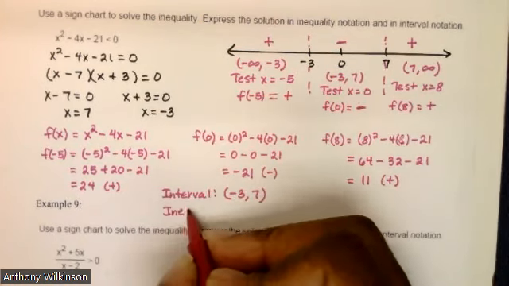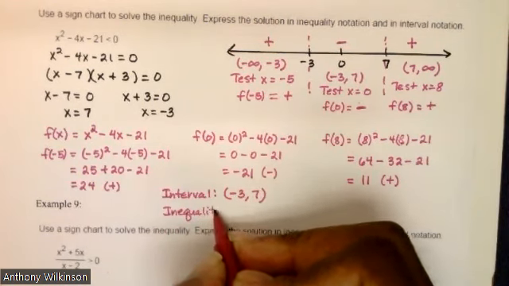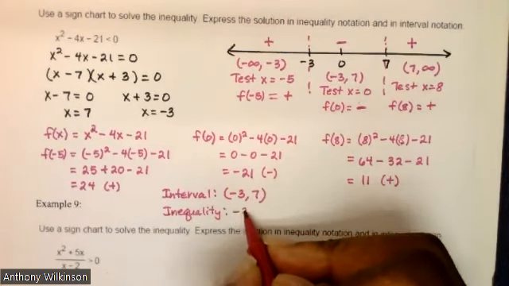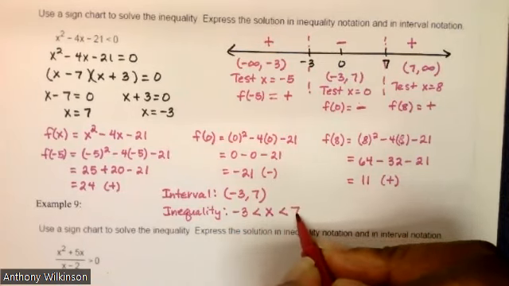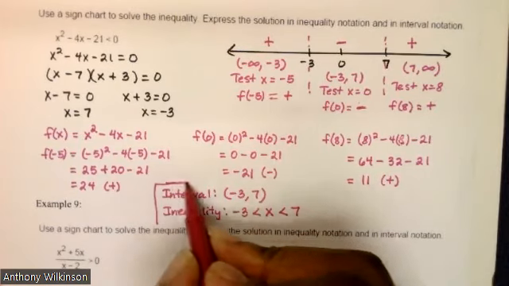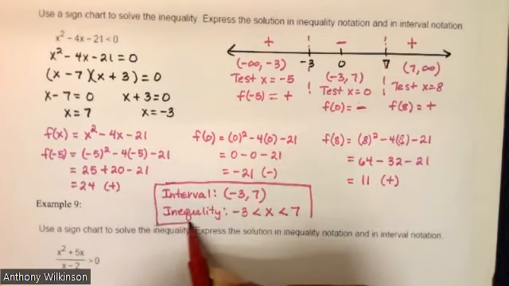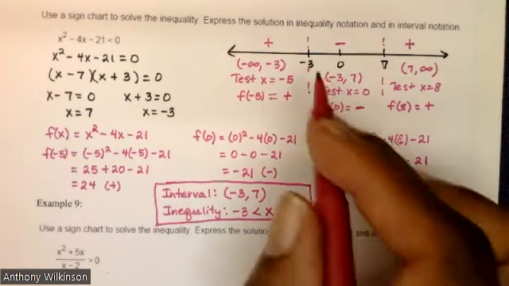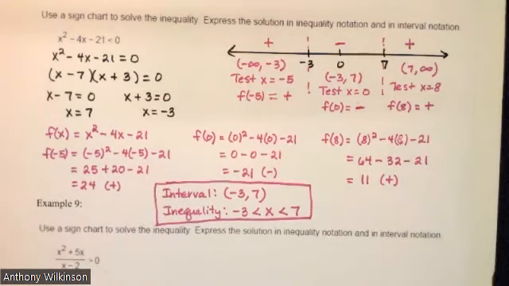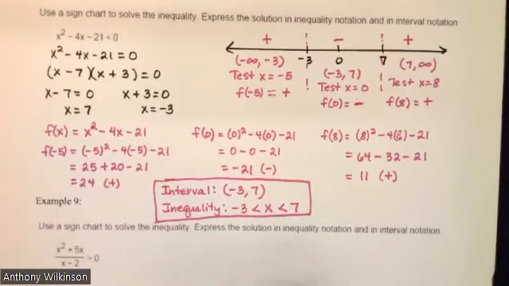And in inequality notation it is this. I take negative 3, that's going to be less than some value of x, and that x value will be less than 7. So in this case here, that would be the solution in inequality notation and in interval notation. The key is to select which interval gave me a negative value because of this inequality. Less than 0 means negative. Greater than 0 means positive.